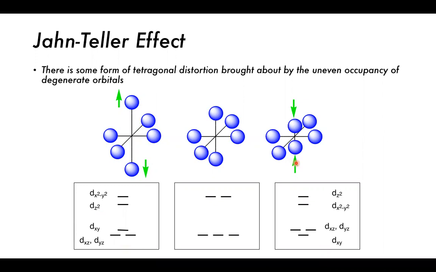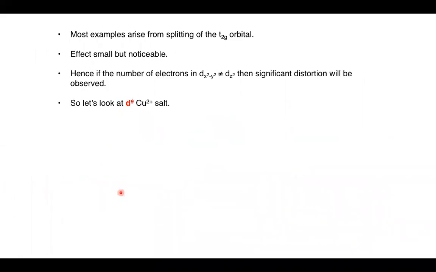Any of the bonds along the z-axis, or any of the orbitals along the z-axis, so for example the dz squared, the dxz, and the dyz, will all increase in energy as a result of this interaction. So generally, delta 2 is much greater than delta 1 in those situations. Most examples arise from the splitting of the T2G orbitals. The effect is small but noticeable, and if the number of electrons in the dx squared minus y squared is not equal to the number in the dz squared, then significant distortion will be observed.